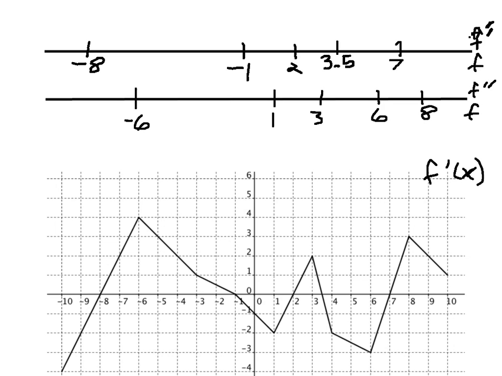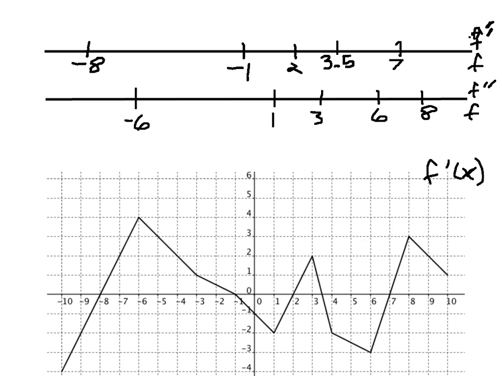Okay, the last thing that I just wanted to go over is what I've created here, some number lines. The first one, I'm going to talk about f prime, and so what I did was I put all the zeros of f prime. If you look at the graph, you can see that at -8, at -1, 2, 3.5, and 7, f prime has zeros. So I put those on that number line.